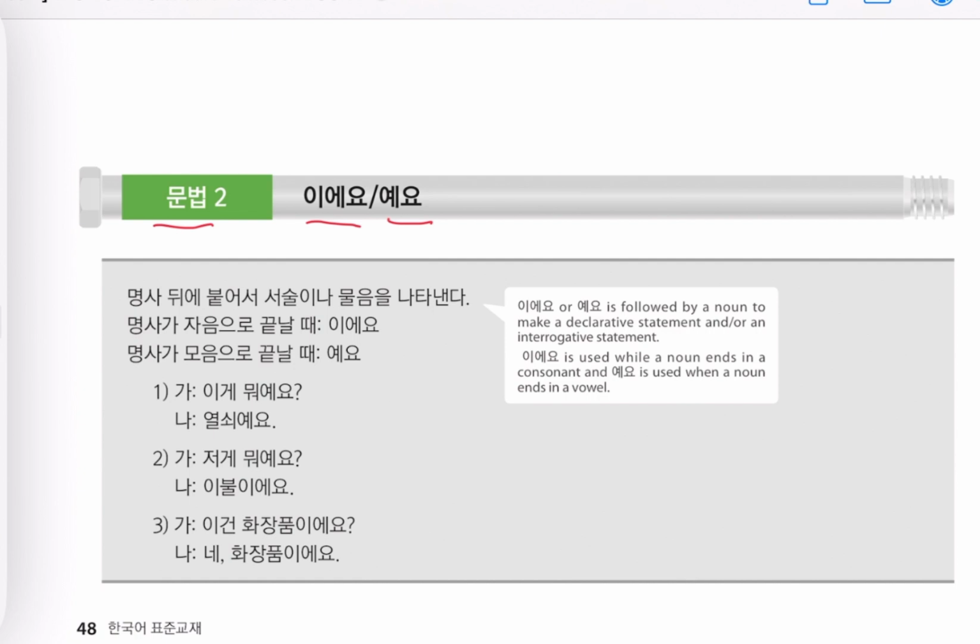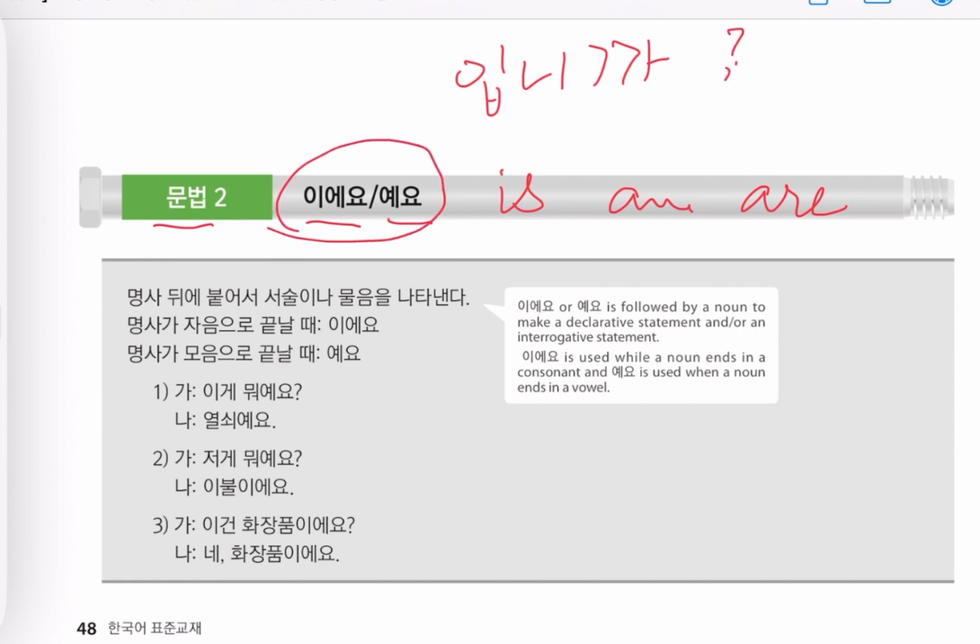The meaning is "am, are." This is like imnika and imnida. But the imnika and imnida format is the most respected format, and yeyo is the daily life normal format.